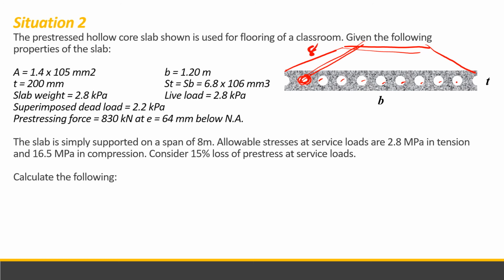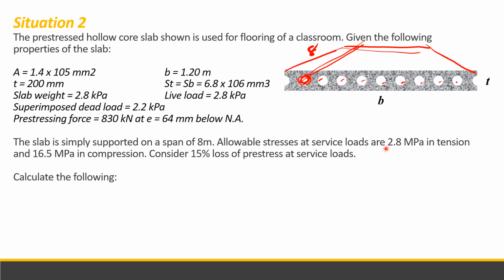So allowable stresses at service loads are, so we have here allowable stresses, meaning we should not exceed these values. So allowable stresses at service loads are 2.8 MPa in tension and 6.8 MPa in compression. Since this is a precast slab, it already has properties, no? So it has a limit on how much force and loading it can carry.